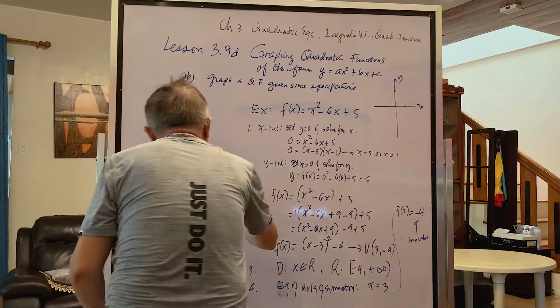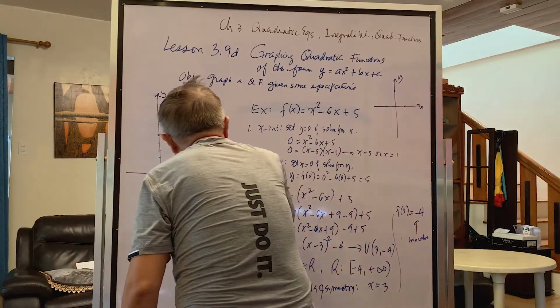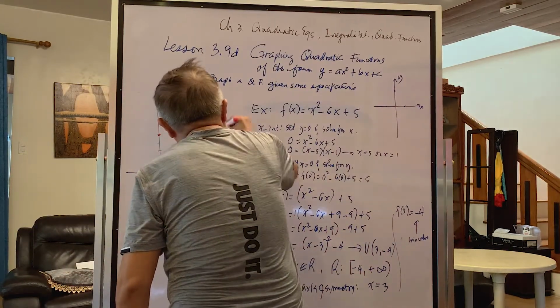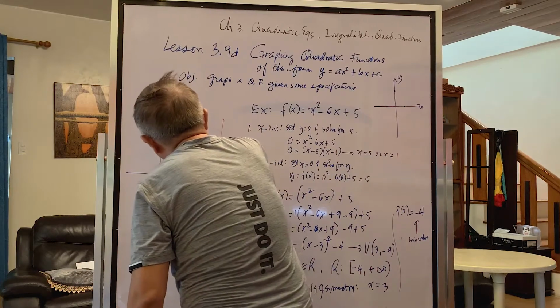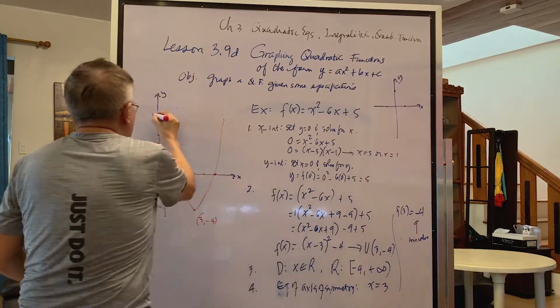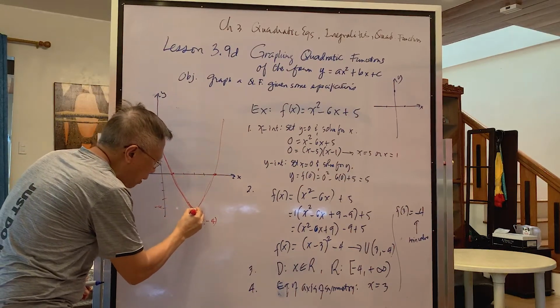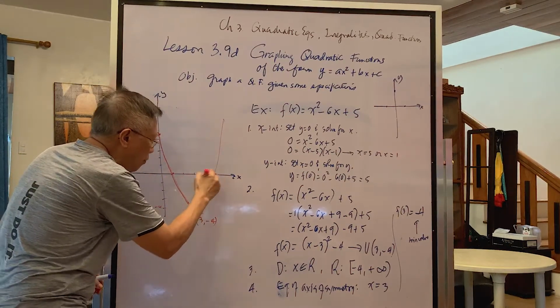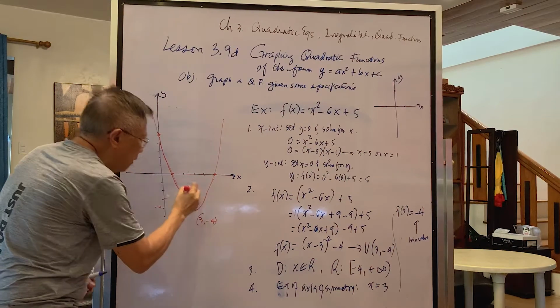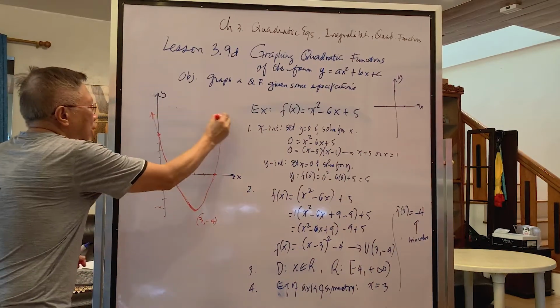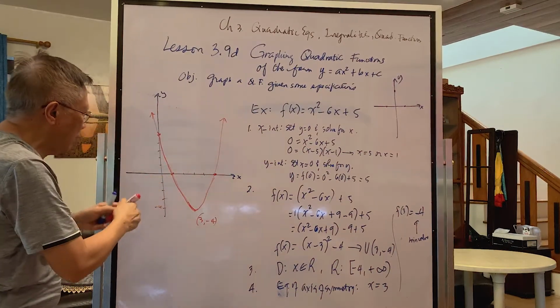I will roughly graph my function now. This should be a smooth graph. It should not be a V shape, but it's concave. There. That's the graph of the given function.